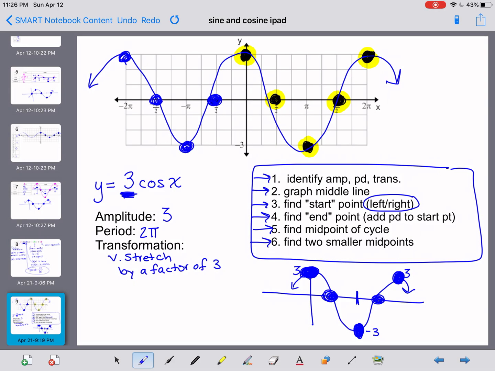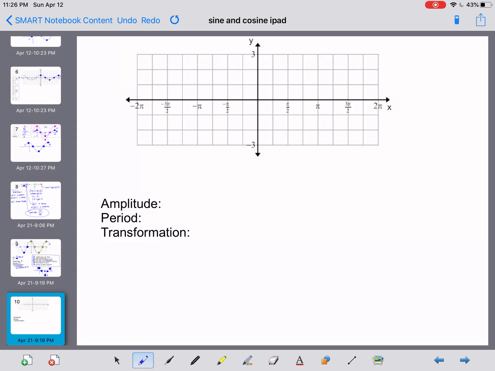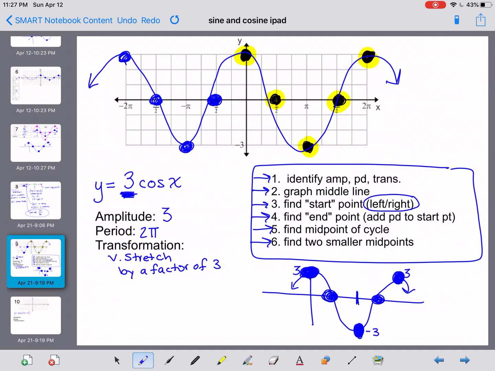Let's try another one. All right, next example, we're going to do y equals sine of x plus pi. And we're going to follow those steps that I listed here before.